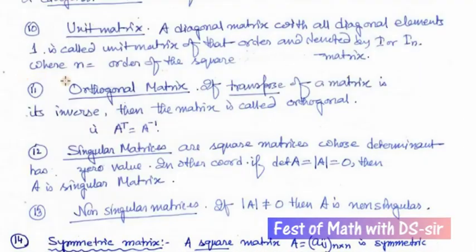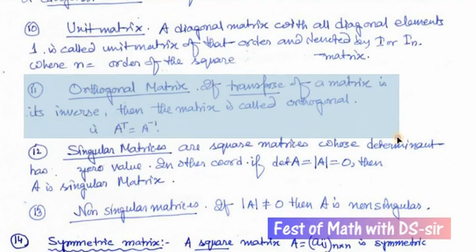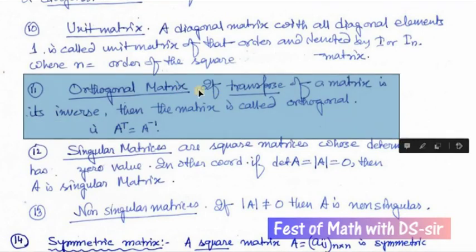Next comes orthogonal matrix. Orthogonal, if transpose. What is the transpose of a matrix? Just like determinant, in case of determinant, how do we get the transpose of a determinant? Just interchange the rows into columns and columns into rows. Likewise, we can take the transpose of a matrix by interchanging rows into columns and columns into rows.